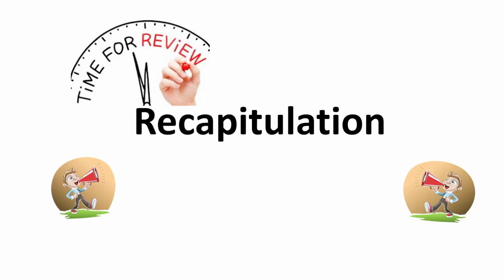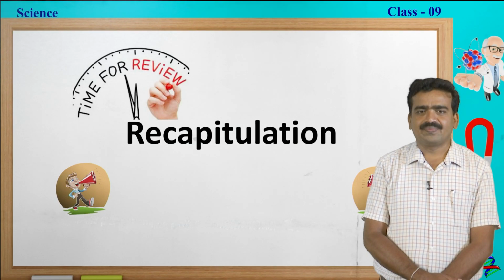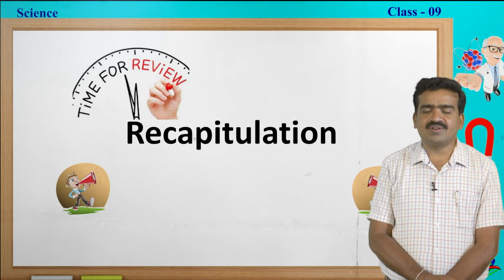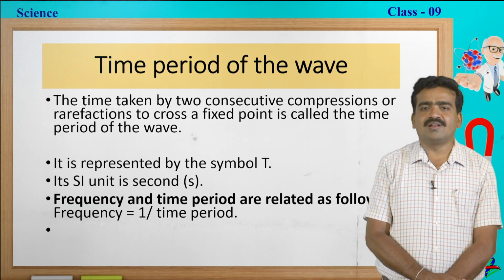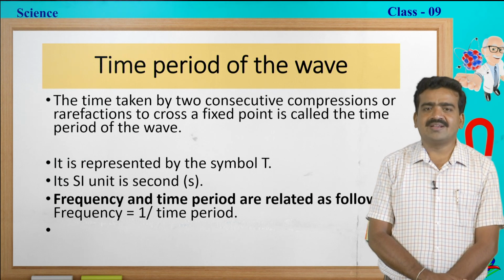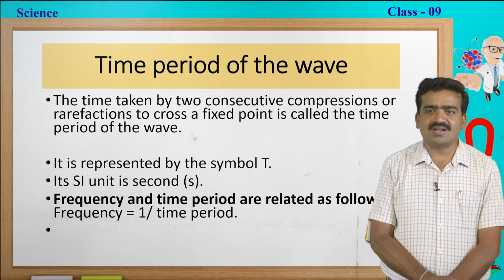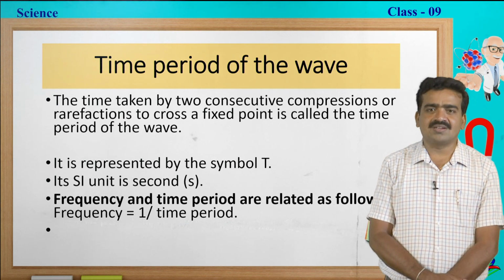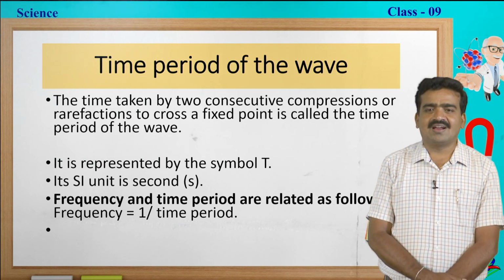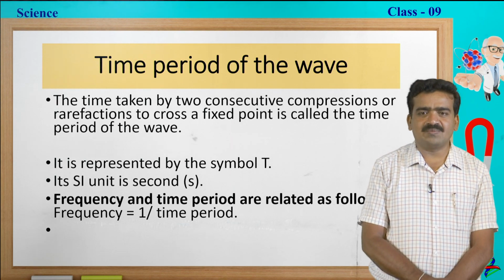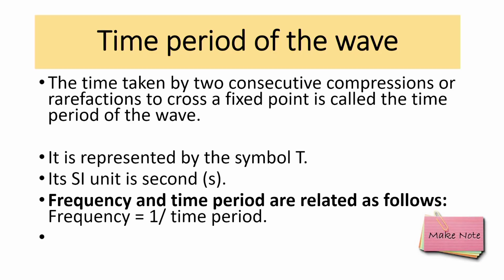My dears, you have learned many things in this session regarding the sound. So, let us recall what we have learnt. You have learnt about time period of the wave. It is the time taken by two consecutive compressions or rarefactions to cross a fixed point, and the symbol used to represent time period is capital T, and its SI unit is second. The relationship between time period and frequency is, frequency is equal to the reciprocal of the time period.